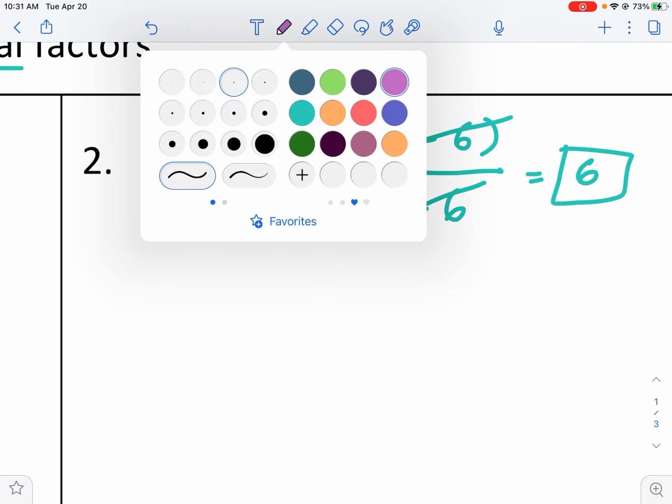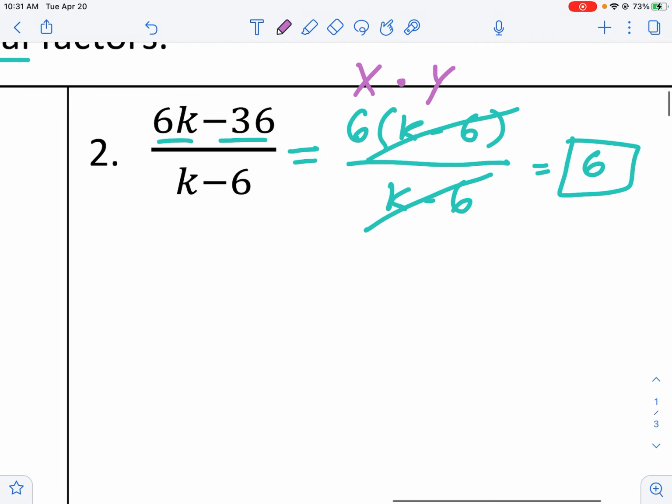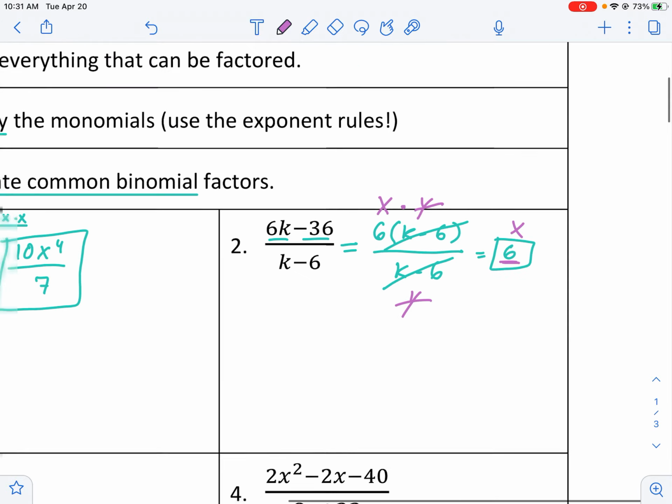The reason we're allowed to do that is because we need to imagine this as x multiplied by y, and then it's getting divided by this k minus 6, which is another y. So then my y cancels with this y, and then we're only left with just the x. All right?